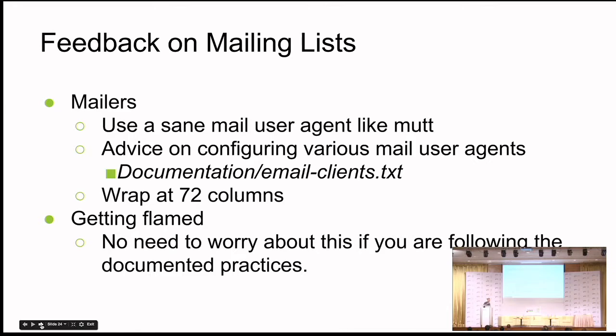Okay. So when you're handling the feedback mailing list, you need to use a sane mail user agent like Mutt. That is my recommendation, but you can get advice on configuring all these different mail programs right in the documentation directory. There's all kinds of advice on how to use Thunderbird and all these other ones. When you're replying back, you need to wrap at 72 columns. There's great advice in email clients of how to do that, so pretty much exact steps in there.